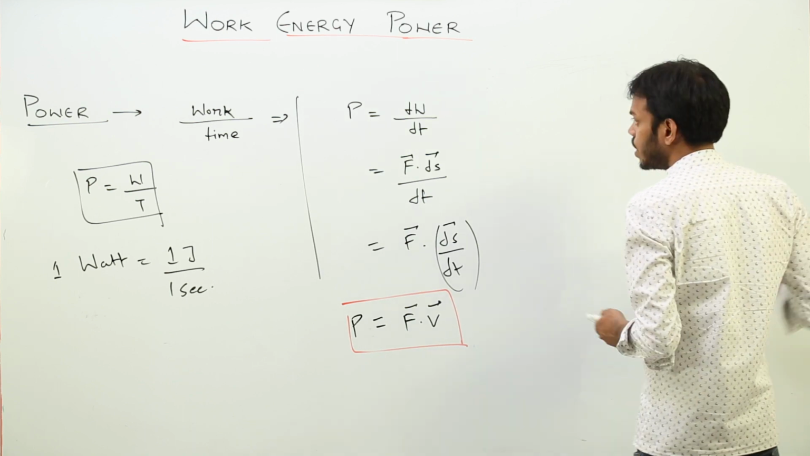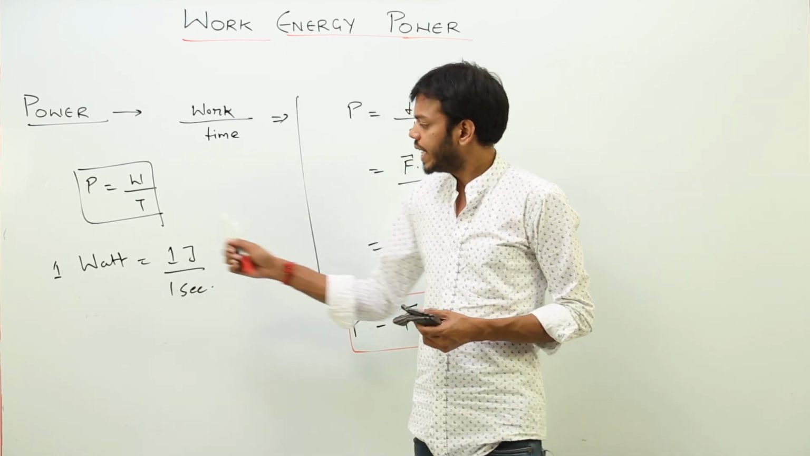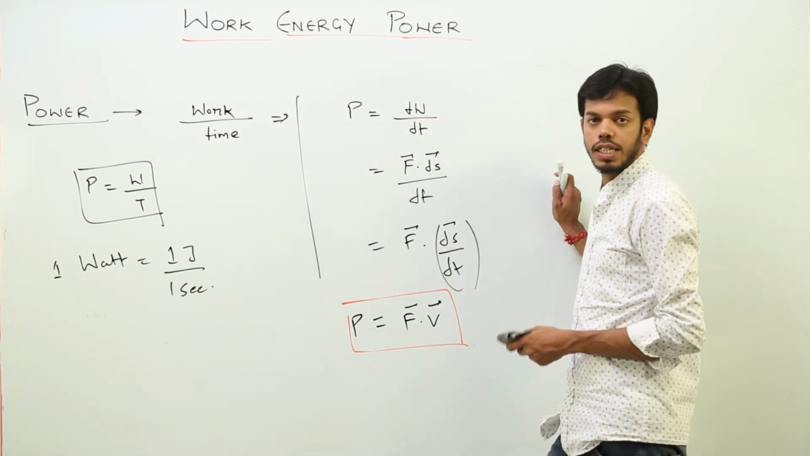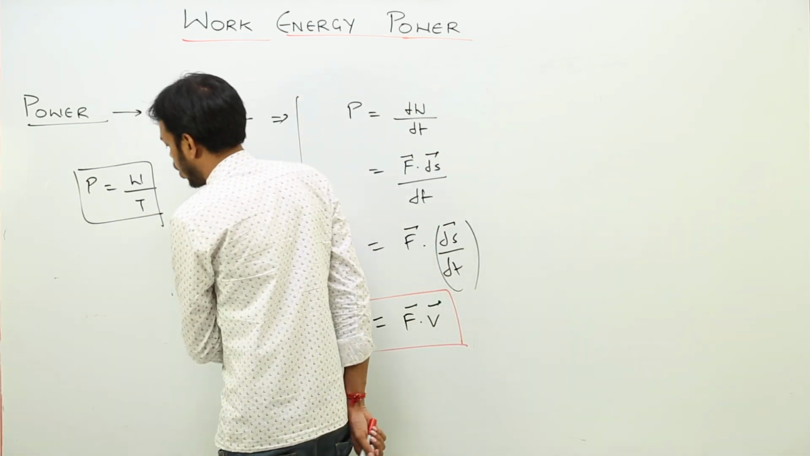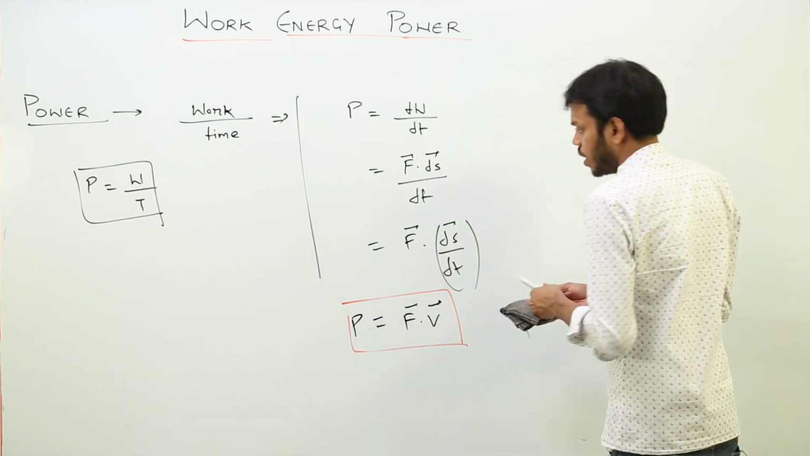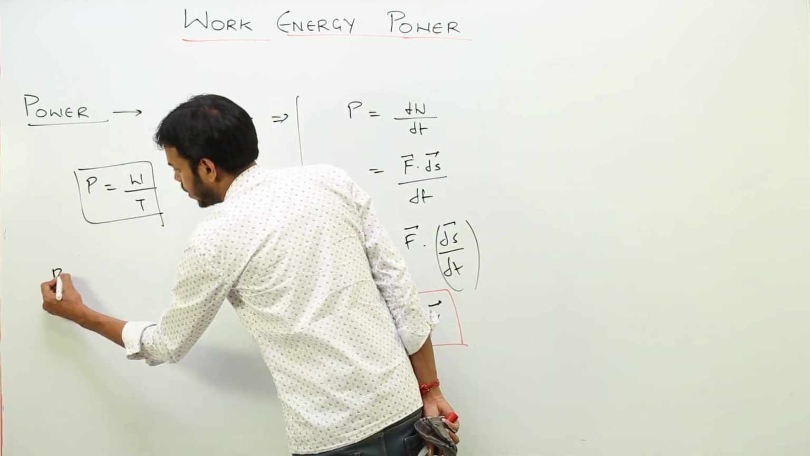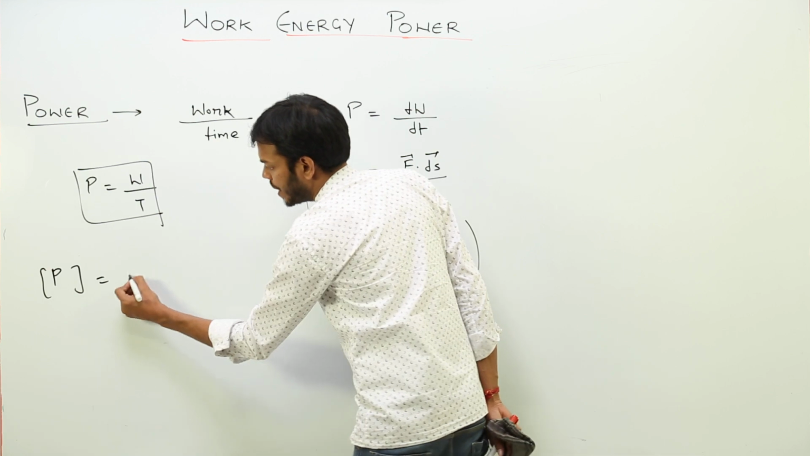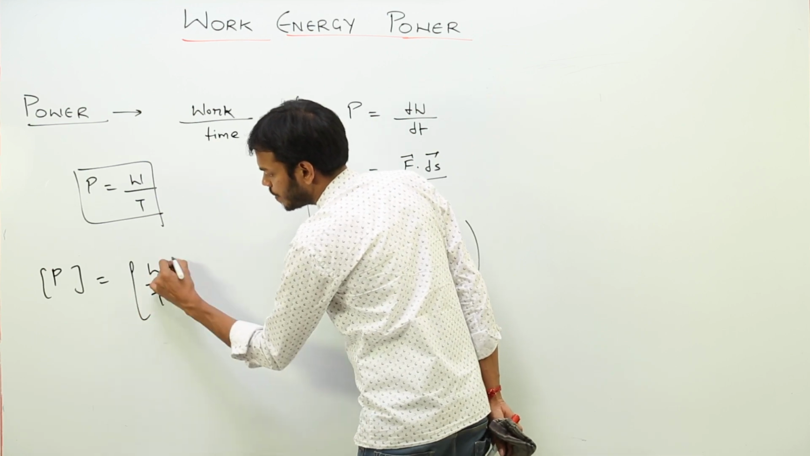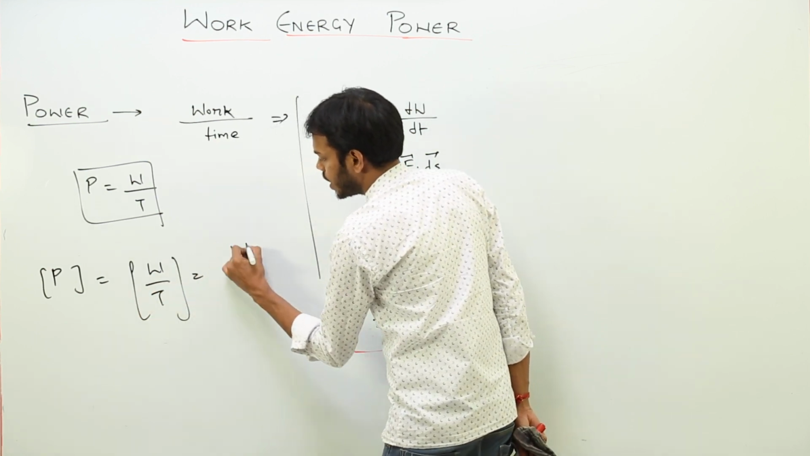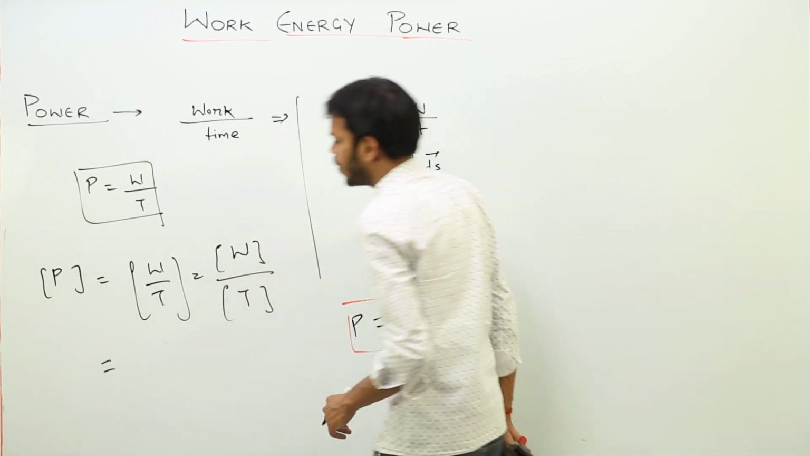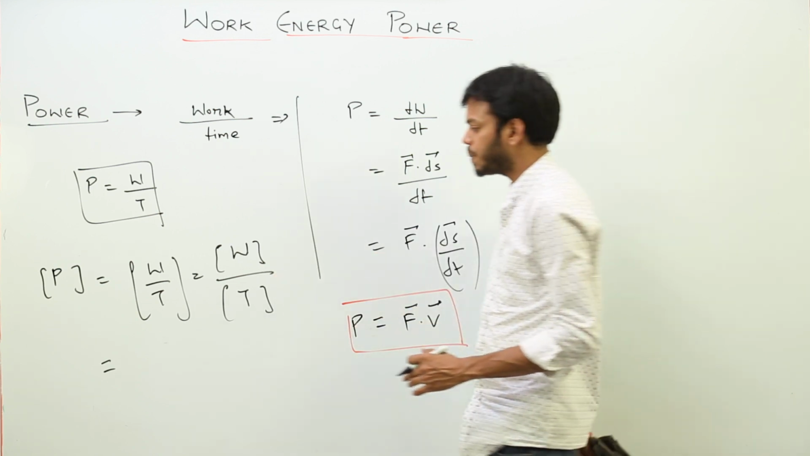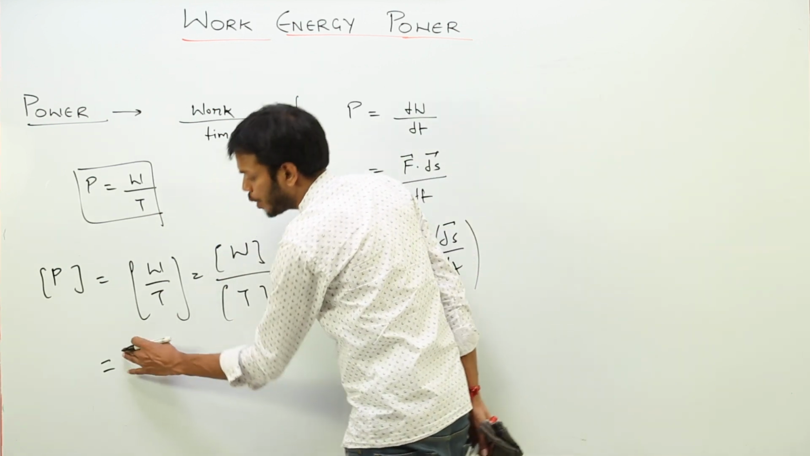Alright. So more than the SI unit, what we generally face, the type of question in our exams, is the dimensional formula. So let's write the dimensional formula of power, which will be equal to the dimensional formula of this term, which is this upon this. What is the dimensional formula of work? Work is force into displacement, that is F into S.